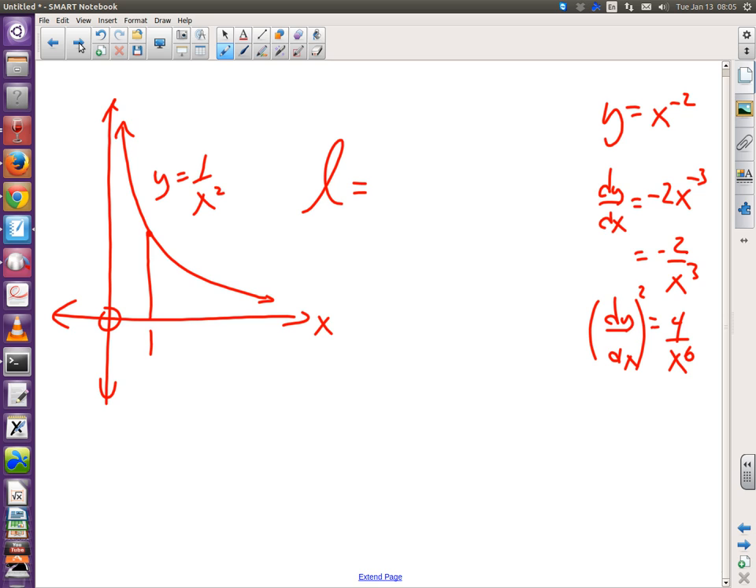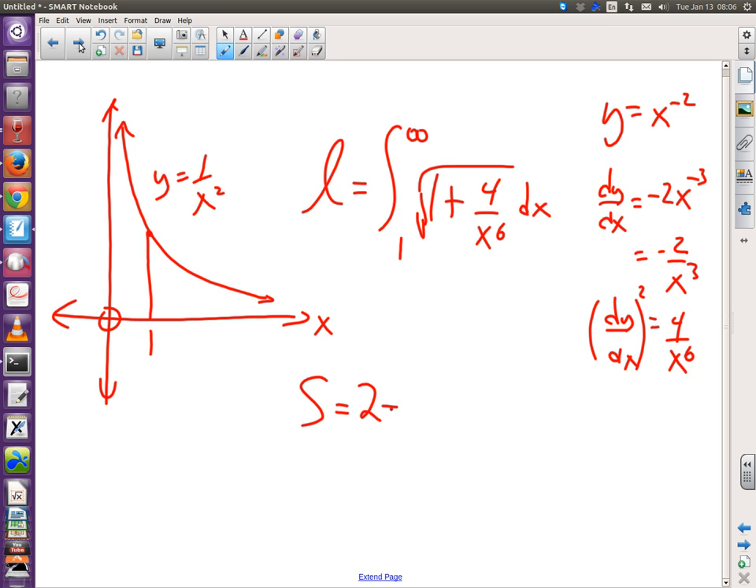All right, so tell me, what should I write? The integral from 1 to infinity of the square root of 1 plus 4 over x to the 6th dx. Okay, did you write S? All right, how do you change it? It's almost the same, really. 2 pi, the integral from 1 to infinity of 1 over x squared, or x to the negative 2, if you like, times the dL.